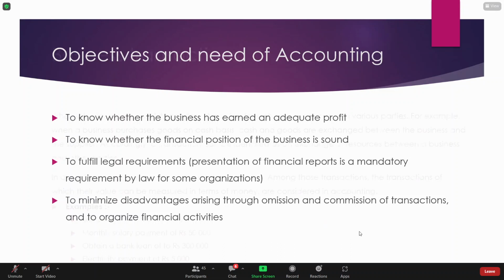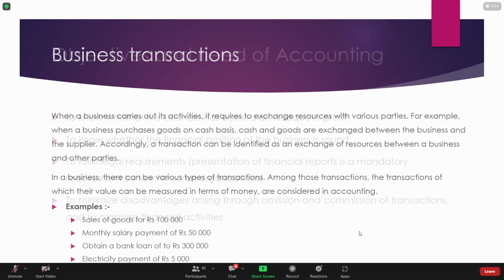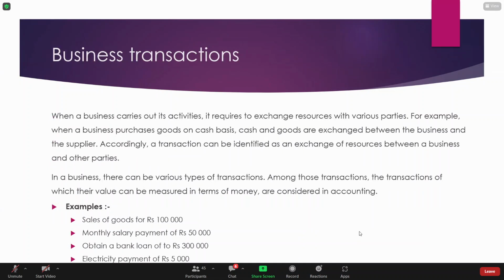Now then, let's talk about business transactions in accounting. Because when it comes to accounting, we consider the transactions that can be measured in terms of money.